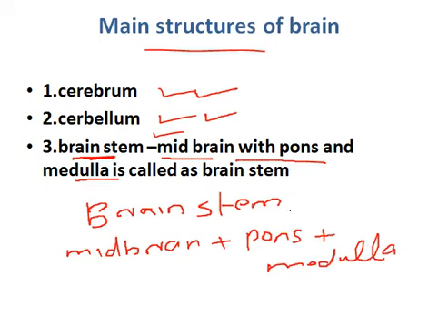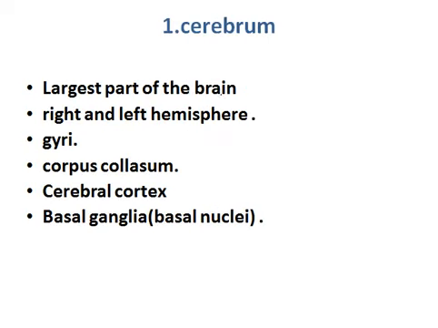Okay, so there are three important structures in the brain. One is cerebrum, the outer cover, then cerebellum, then brainstem. Okay, now we will see what is cerebrum. Cerebrum is the largest part of the brain, very important. This entire cerebrum you can divide into a right and left hemisphere, and if you see the cerebrum, you can see a wrinkled type of appearance.